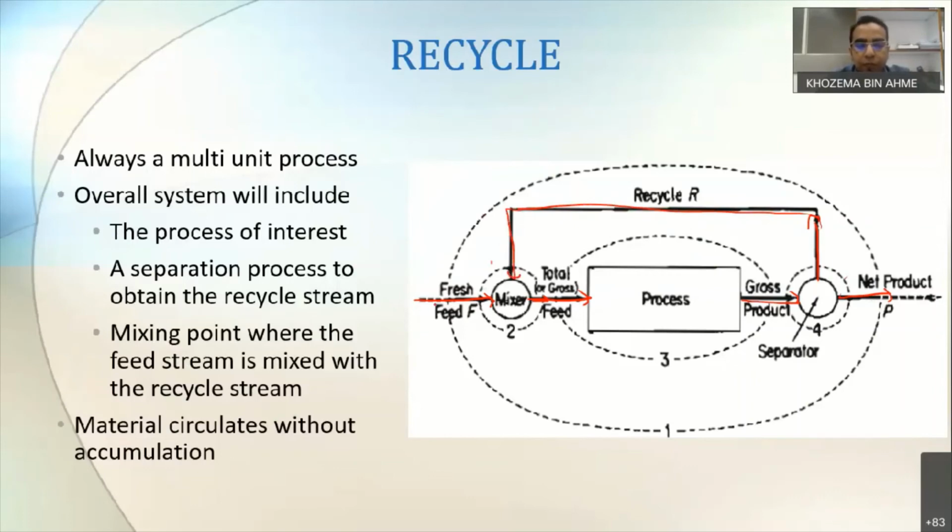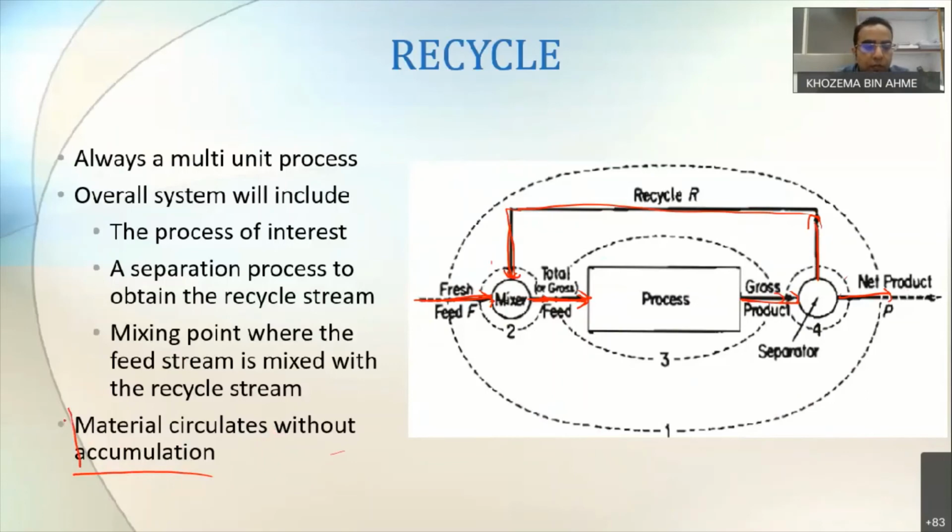Now your feed is always continuous. So after some time has passed, you will have feed and your recycle, and then they will mix and become your gross feed. Now this gross feed will go into the process and you will again get your gross product, and then the same thing will happen until you are satisfied with the process. But since we say that it is always going to be in steady state, there will never be accumulation in your system. So this is very important.